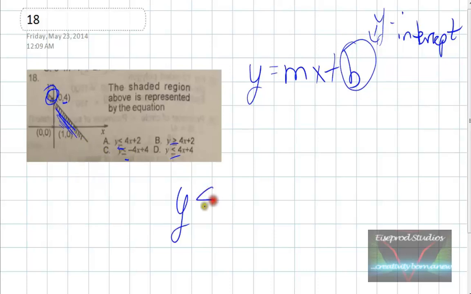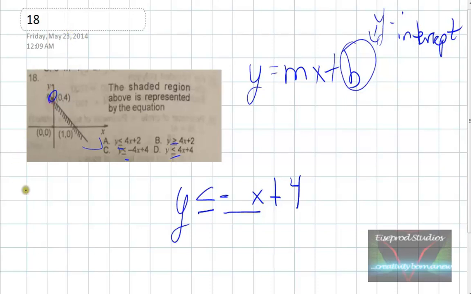So y is less than or equal to, we don't know the gradient yet, but we do know the y-intercept, and we said that was 4. Now, looking at the gradient, it's going in a downward slope. That means that it's going to be a negative gradient. Then we just need to figure out what the value of the slope is, or the value of the gradient. So I'll erase some of my lines here.